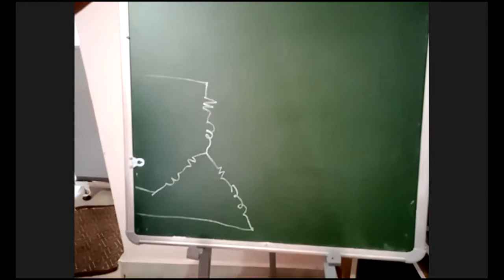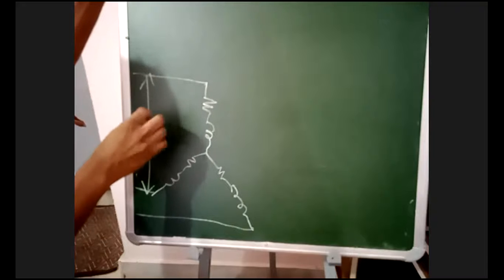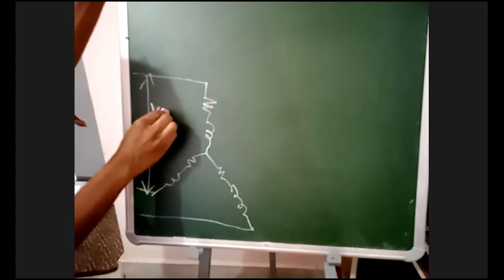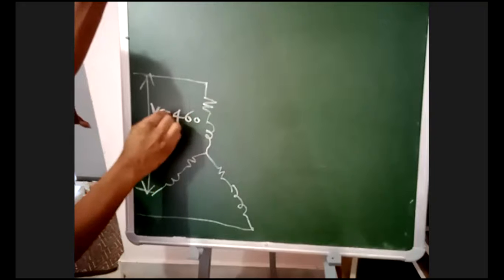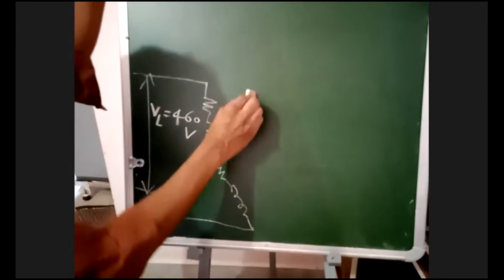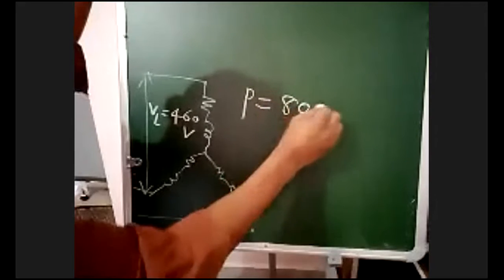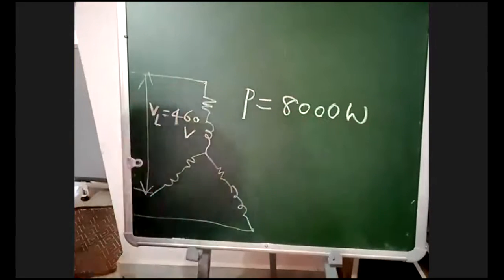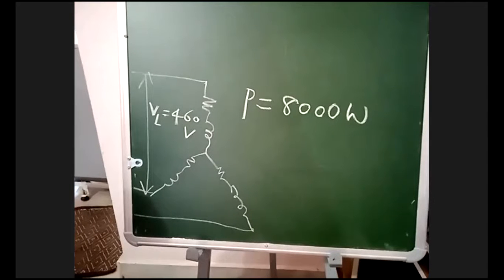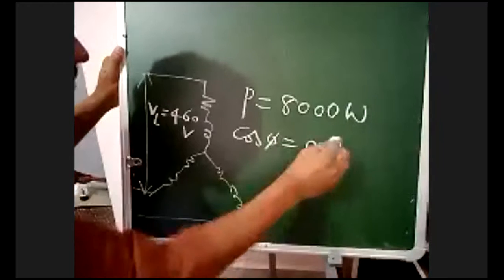This is the diagram. And what is the line voltage he is giving? Line voltage is 460 volt. And what is the power he is giving? 8 kilowatts, 8000 watts. Watts means P. What is the power factor? 0.8.